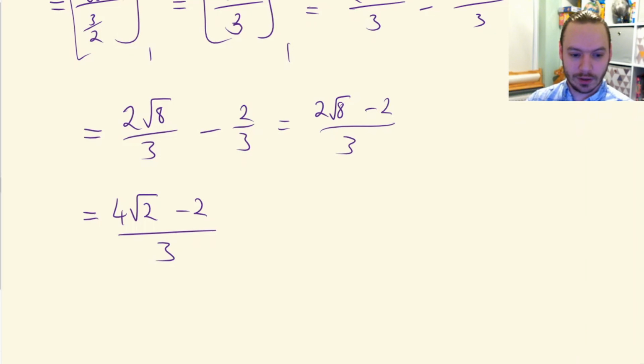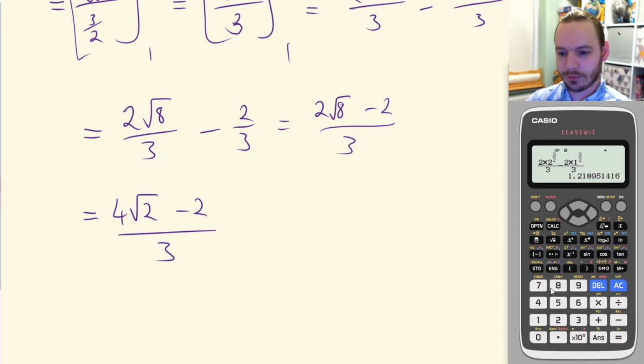And obviously we can confirm this on the calculator. So 4 root 2 minus 2 all over 3 is, boom, it's exactly the same decimal as we got a minute ago. But you're not going to get that decimal or that exact value from playing around with all this numerically on the calculator, because it's not perfect. It's just approximating things.